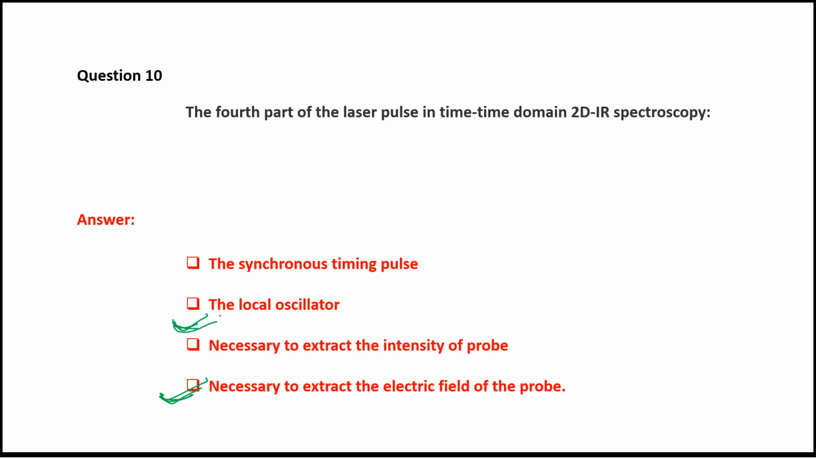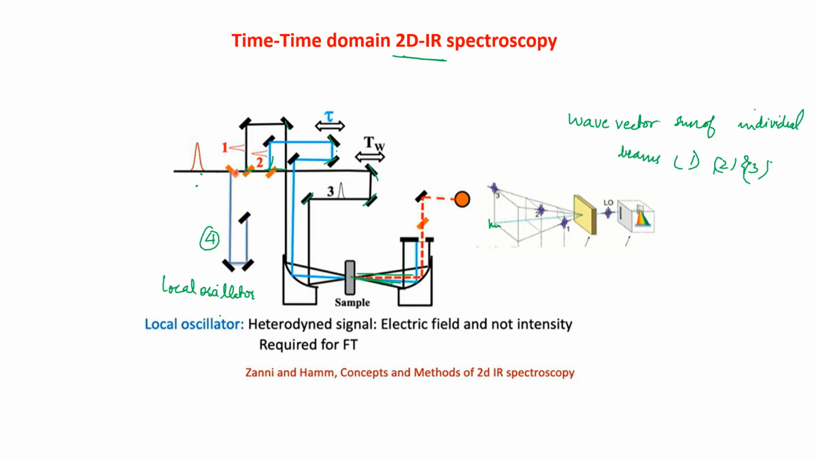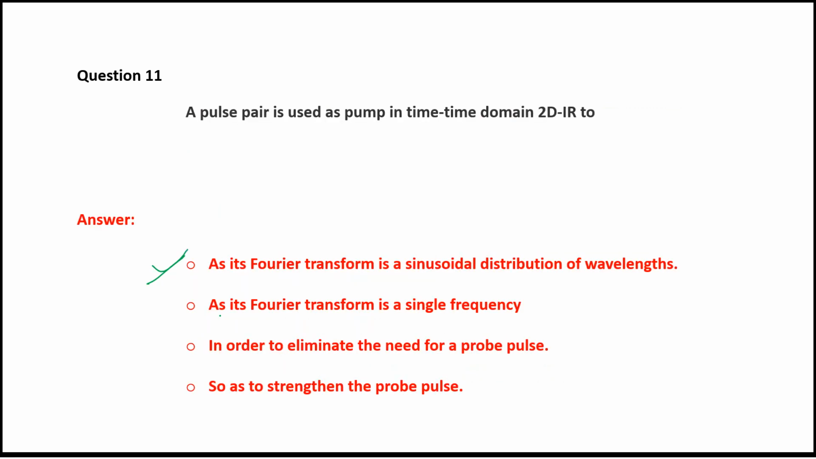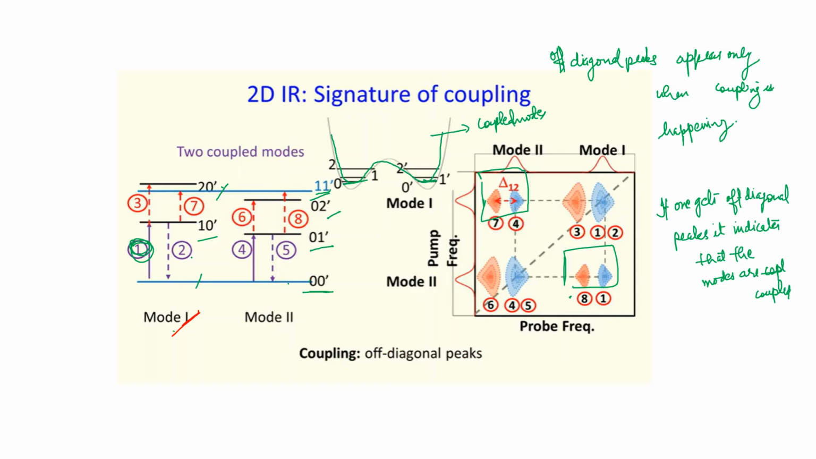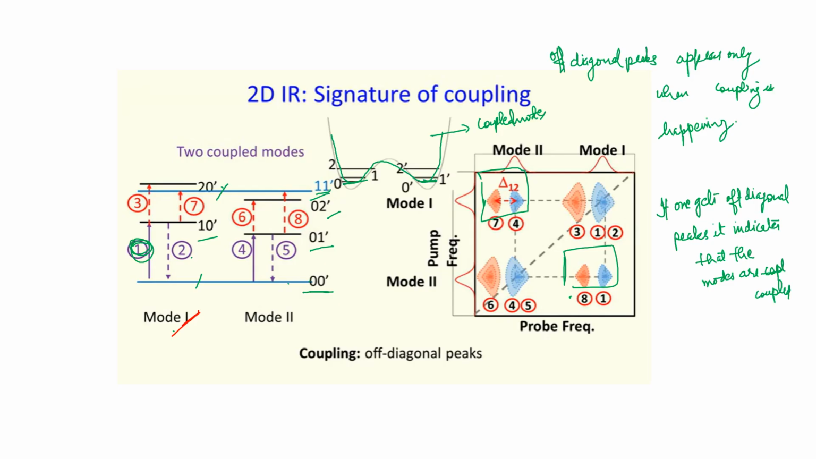After question number 10, we'll go to the question number 11. A pulse pair is used in the time domain 2D IR spectroscopy. So what is the reason for that? For the Fourier transform. Okay. For Fourier transform, it is used. Okay. Now, so far we have discussed all the 11 questions that are for the assignment of week 12.